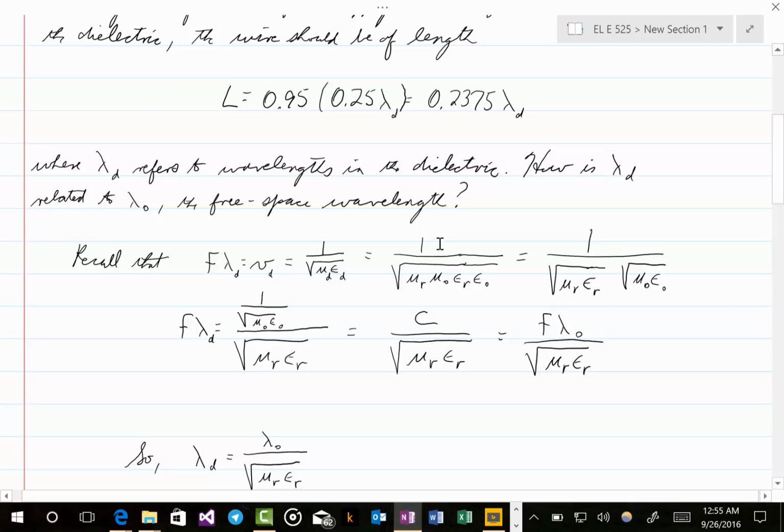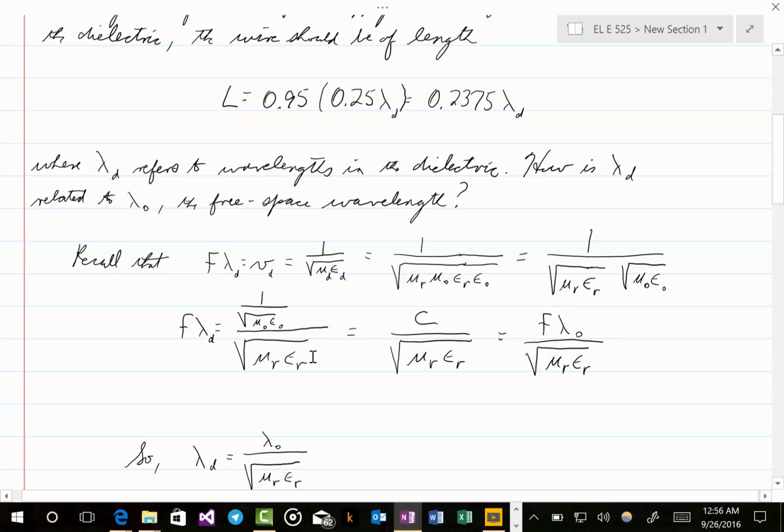So we have this formula, and then we can break up this radical in the bottom to the square root of mu r epsilon r times the square root of mu naught epsilon naught. And now coming down, just bringing down the f lambda d on the left-hand side, we can rewrite this term on the right-hand side as 1 over the square root of mu naught epsilon naught divided by the square root of mu r epsilon r.